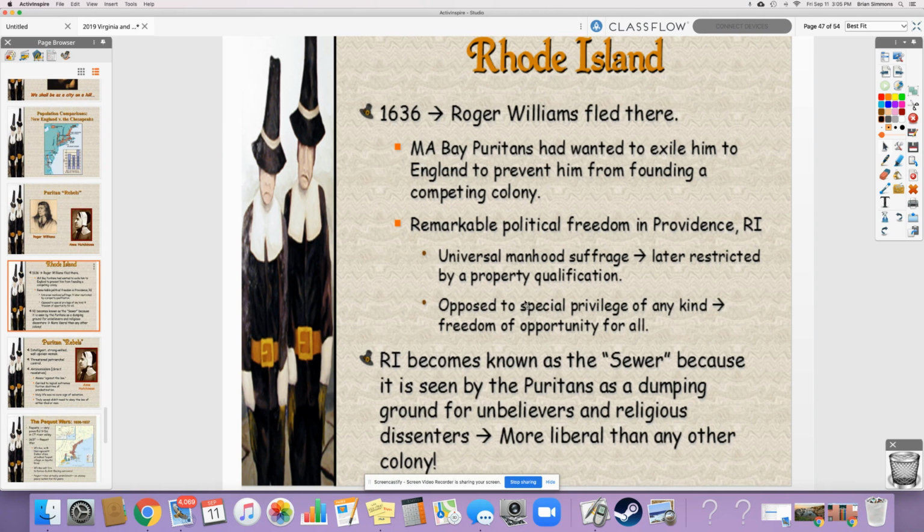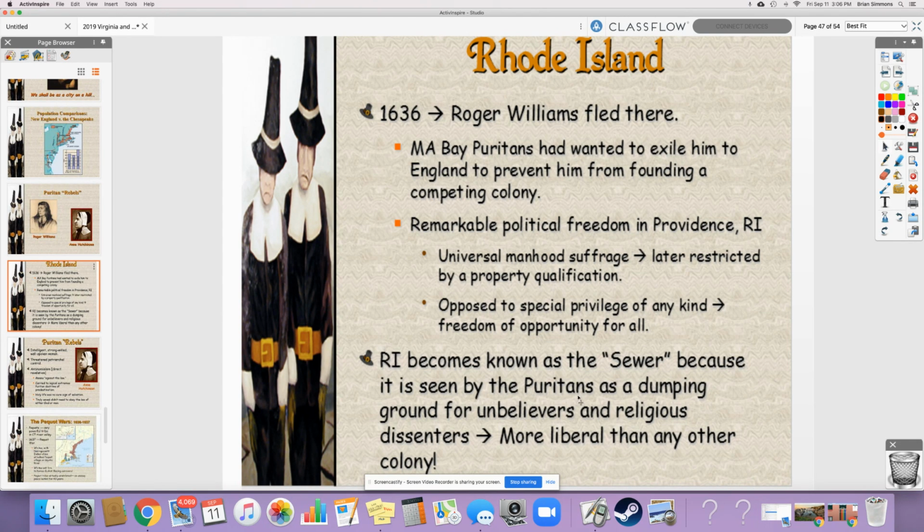So we are going to see that in Rhode Island, you have universal manhood suffrage. This is the first time this ever exists in the British colonies. It didn't matter how rich you were. It didn't matter how poor you were. You could get the ability to vote. Later on, that's going to be restricted by property, but at its inception, when Roger Williams is there, he does this. He also allows, again, for freedom of religion.